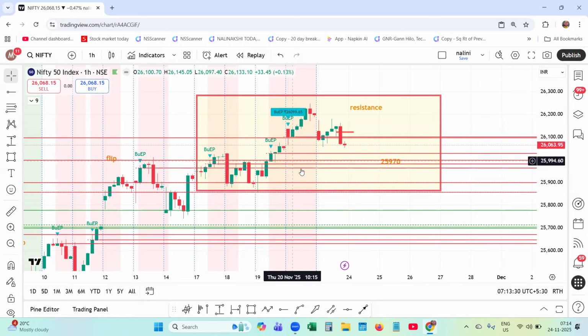Because this is the major level. Why? These are the levels, major levels. It has broken above and reclaimed. And a new episodic pivot was formed around 26,034. This is the new level you can see on an hourly basis, 26,030.